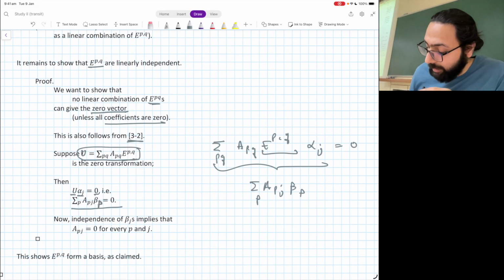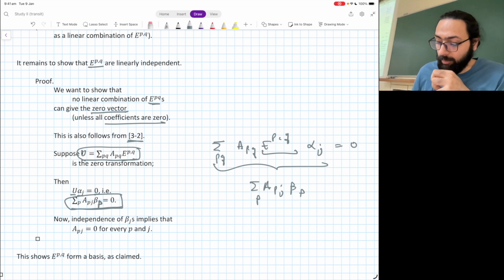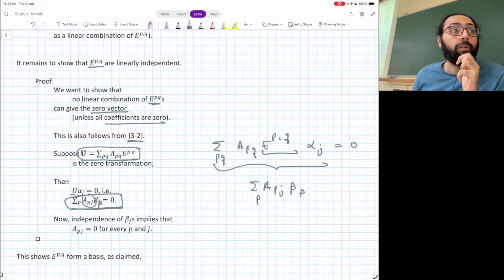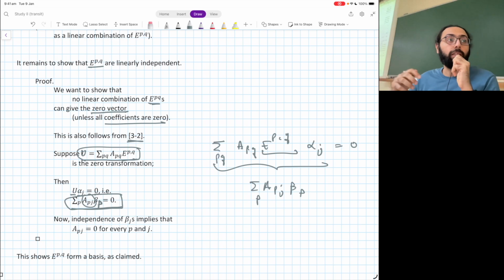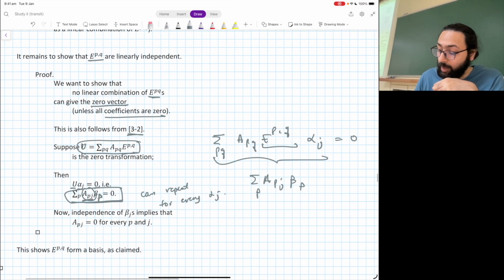So what we're getting is that a linear combination of the basis vectors in beta in W has to give you a 0, and the only way this can happen is when all APJs are 0. Because beta is already a linearly independent basis for W. So the only way a bunch of linearly independent vectors sum to 0 is when all the coefficients are 0. And we can repeat this argument for every alpha j. So for every p and every j, these coefficients have to be 0.